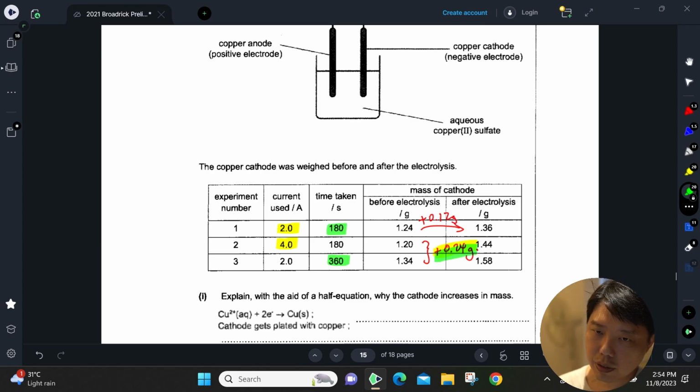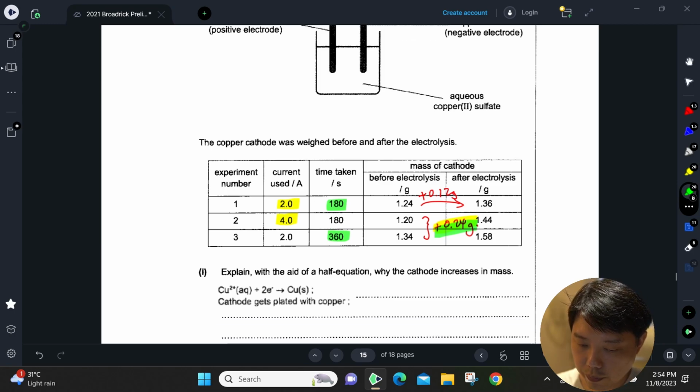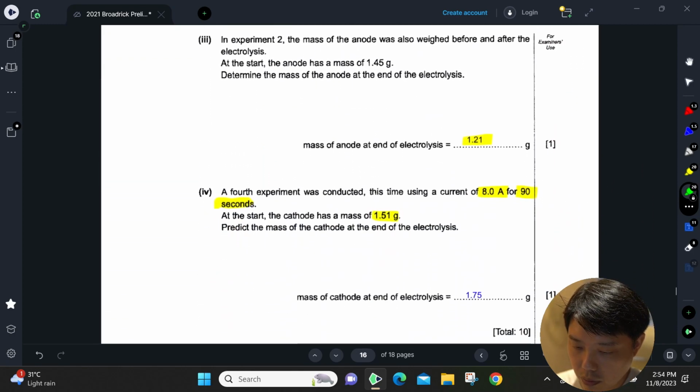So in this case, we have double the current but half the time. So each of these factors will negate each other. So we end up with a difference of about 0.24. Okay, so 1.51, we get some more copper deposited, plus 0.24, you get 1.75 grams.